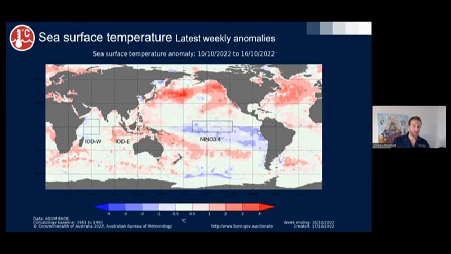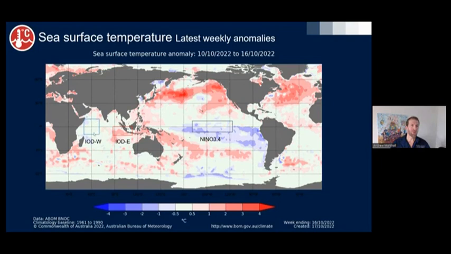Then further west, around the Australian continent, particularly around the northern parts, you can see it's quite warm, and that's a typical pattern associated with a La Nina event, where it's cold in the Pacific and warmer than normal to the north of Australia. And that ties in with what's happening over the Indian Ocean as well.